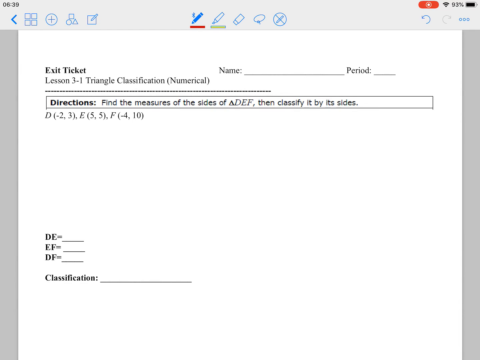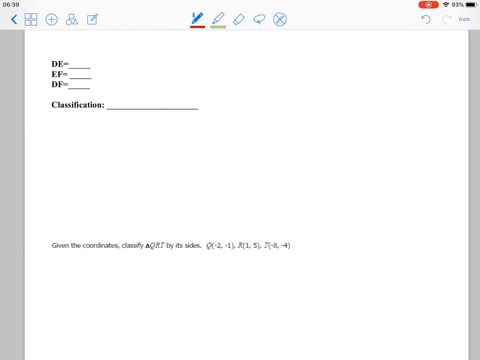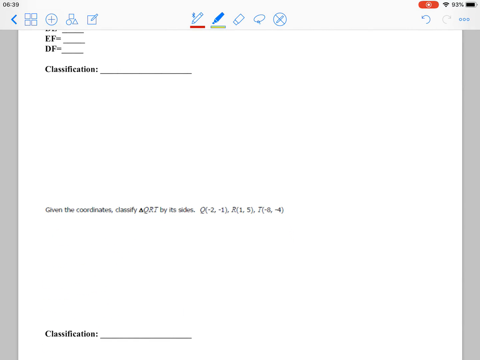In this video, I'm going to be reviewing the exit ticket problem of lesson 3-1, triangle classification. You would be expected to copy down the exit ticket problem as well as the solution and then solve a very similar problem on your own. Okay, so let's go ahead and get started.